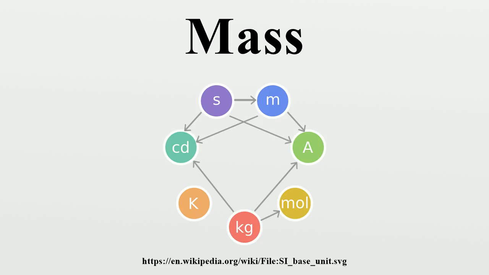The mass of an object determines its acceleration in the presence of an applied force. This phenomenon is called inertia. According to Newton's second law of motion, if a body of fixed mass m is subjected to a single force F, its acceleration a is given by F per m.